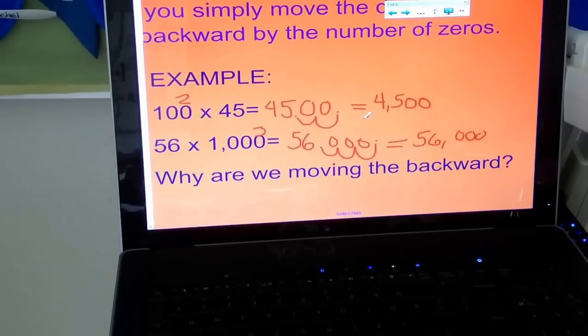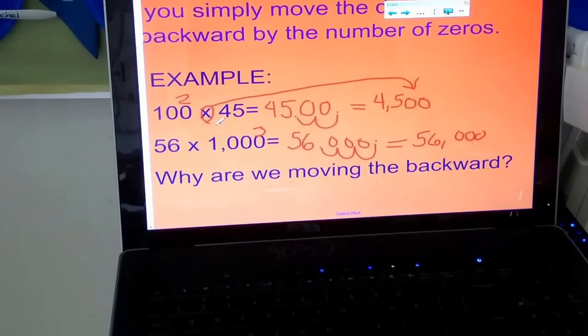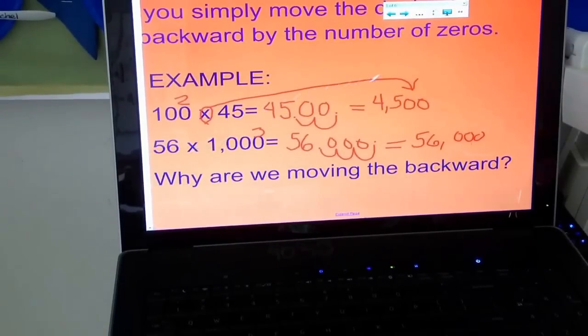One of the things that we talked about in class was, why are we moving the decimal backwards? Well, if you look up here, you can see that when I move the decimal backwards, I'm multiplying, and that's making my answer bigger. I started off with a 45, I ended up with 4,500. When I multiply, I move the decimal backwards, which essentially makes the number larger. That's a good check you can do. When you get done, if you know you multiplied, check to make sure that your answer is actually larger than the number you started off with.